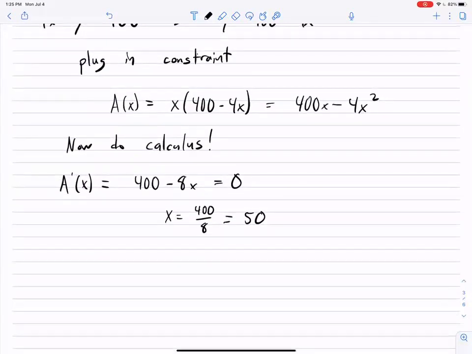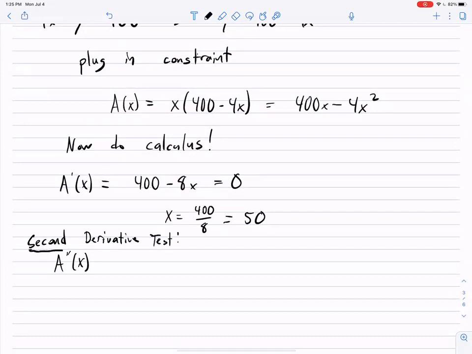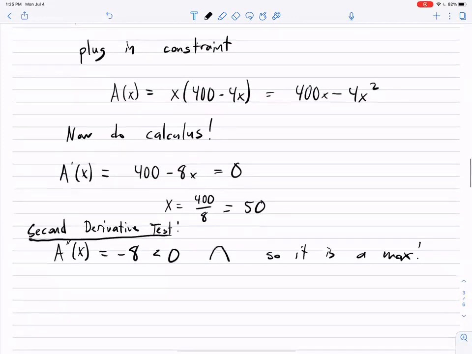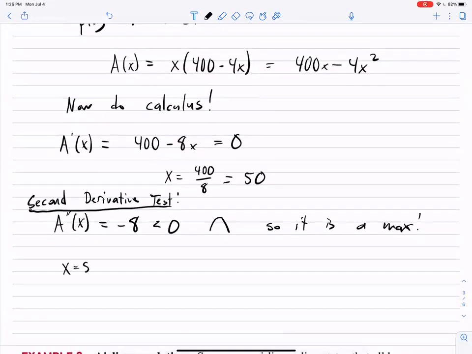We should double check and make sure that that is a max. And so A double prime of x, we'll do the second derivative test. We could do the first or the second derivative test, but for practice, let's do the second derivative test to check it's a max. A double prime of x is -8, which is less than 0. So it's concave down. So it is a max. So x equals 50.